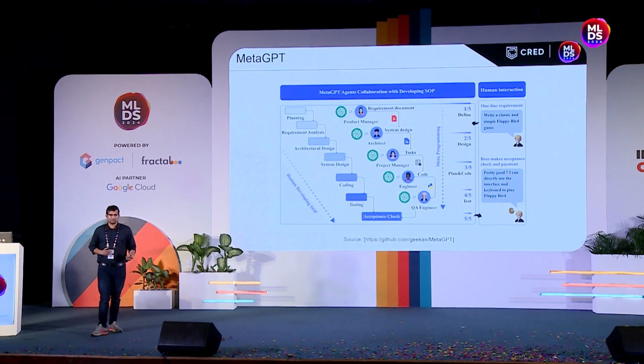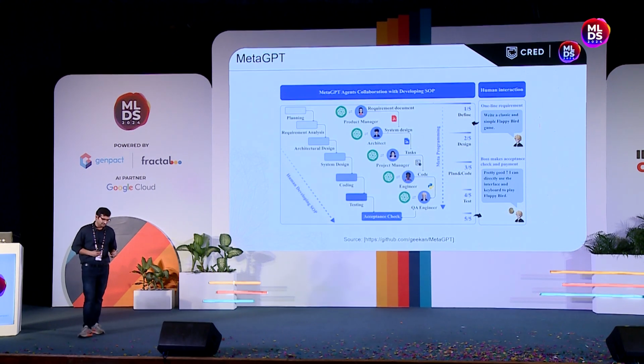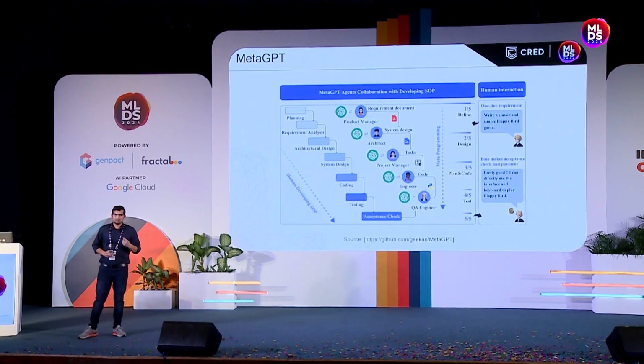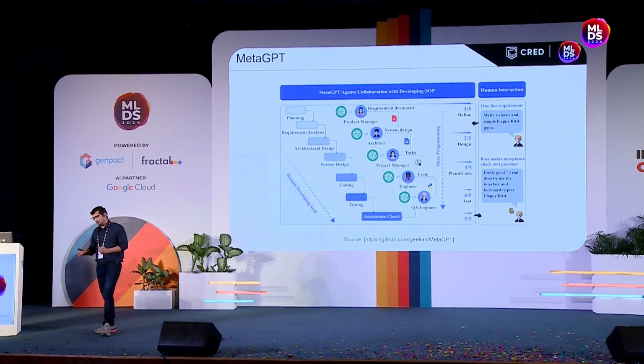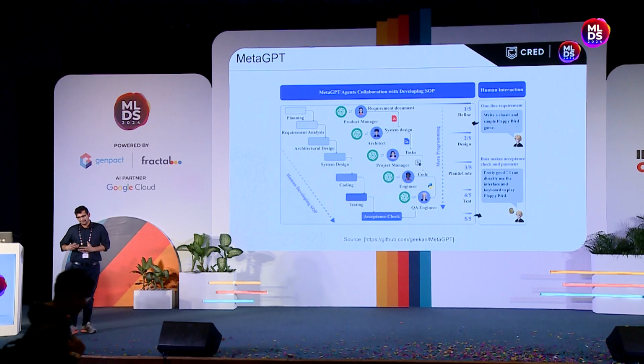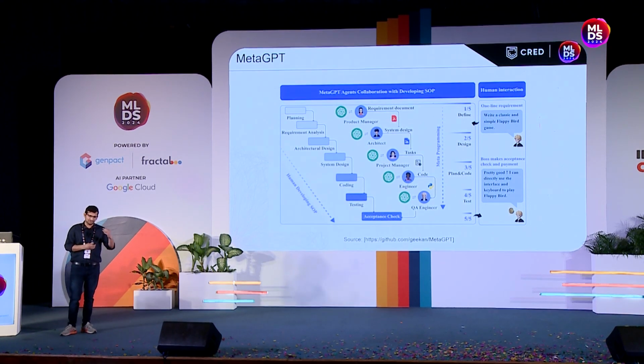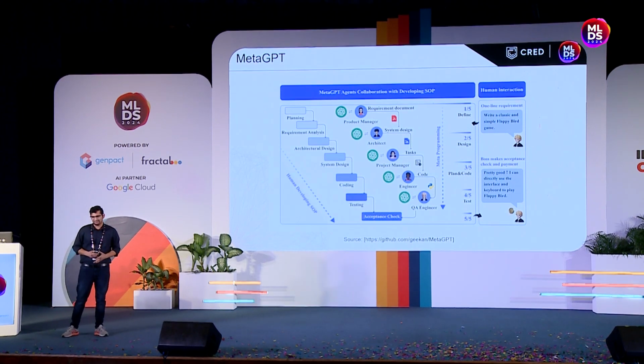It will act as a product manager and write an outline for you. It will act as a project manager and decide what all steps need to be done. It will act as a tech lead and architect and give you all the important details: how the API should look, what the data structure should look like. And in the end you have an engineer agent which does the coding for you. So with just a single input, you're getting code along with the final SOPs and everything.